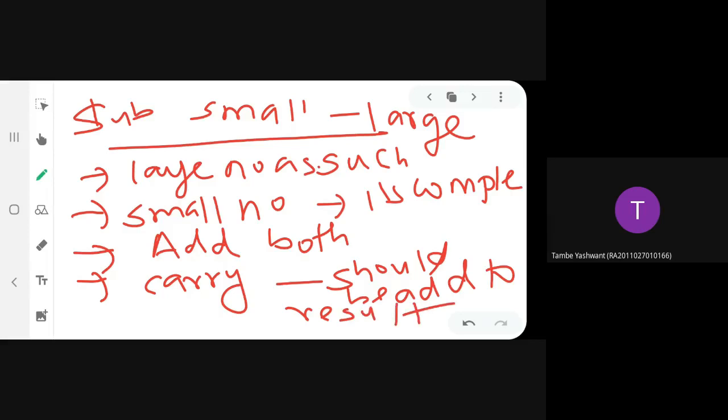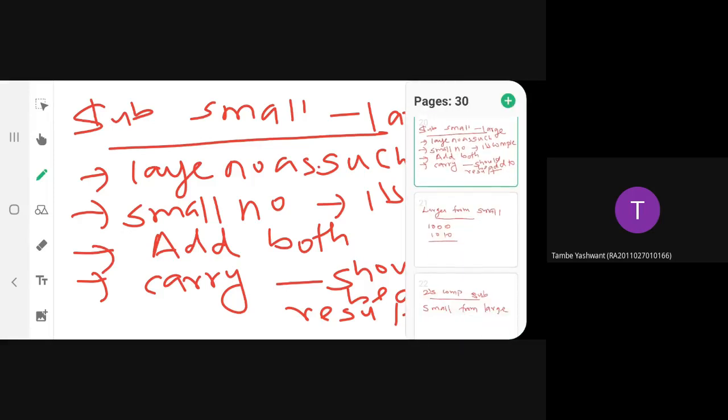All right, so this is the first case. What is the first case that you dealt with? A smaller number subtracted from a larger number. All of you understood this or not? Yes, ma'am. Okay. Next we will move on to the next case.